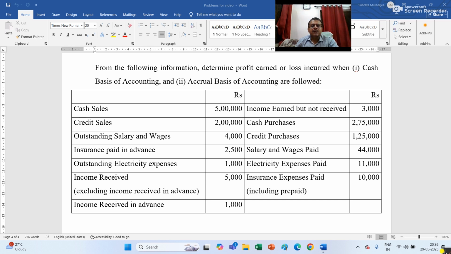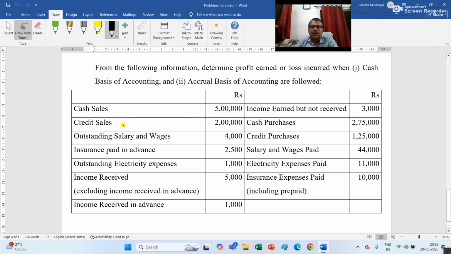So cash sales is a cash transaction, but the credit sales is a transaction the receipt of which is still outstanding. It means debtor account debit to sales. So cash sales, the journal is cash account debit to sales. Credit sales means debtor account debit to sales.